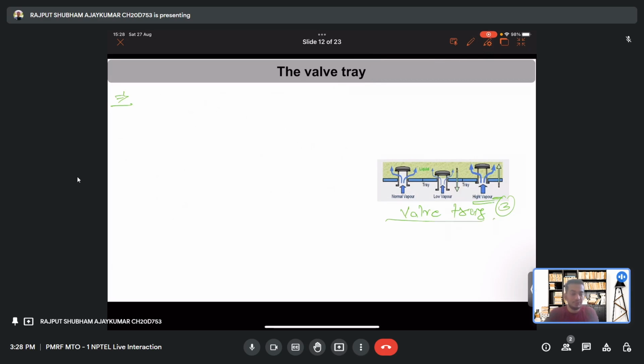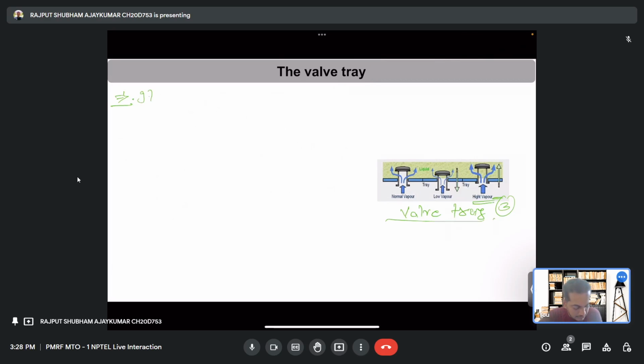So this is one of the newest classes of trays that has been developed. It is a relatively new class of tray that provides variable area. This area depends upon the gas pressure that is going up, and that's why it is known as variable area. Variable area for the gas or the vapor.